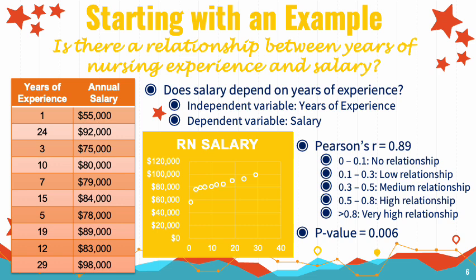Plugging this data into statistical software, we find that Pearson's R is 0.89. A correlation greater than 0.8 is a very high relationship. As we would expect, there's a high relationship between years of experience and annual salary of an RN. However, we don't want to report just the correlation coefficient. When reporting a correlation coefficient, we always want to include our p-value. The good news is your statistical software will give you that output as well.